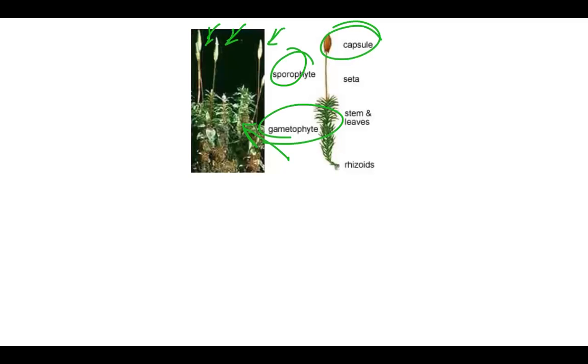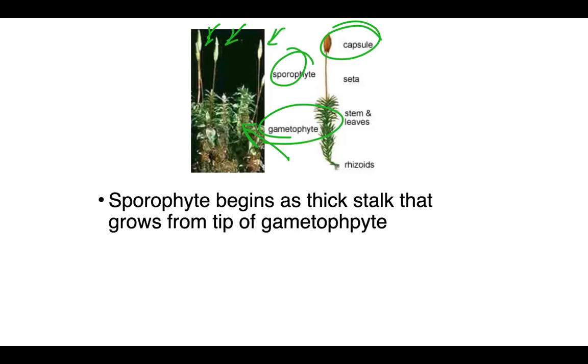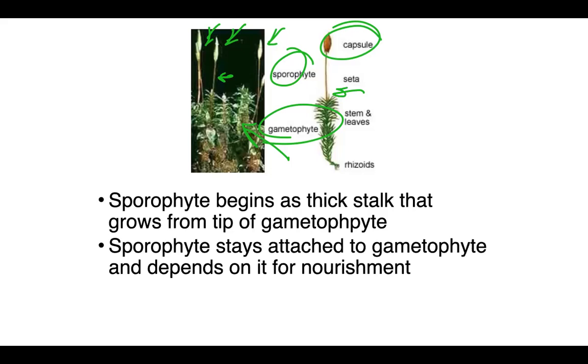And this is the reason why the gametophyte is the dominant stage, because the sporophyte is dependent on the gametophyte. It literally grows out of the gametophyte. The sporophyte begins as a thick stalk, which you see here and here, that grows from the tip of the gametophyte, and it stays attached to the gametophyte and depends on it for nourishment.